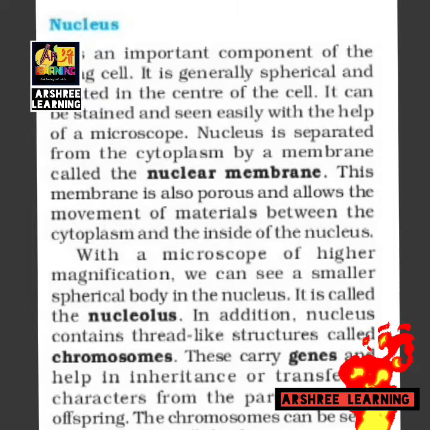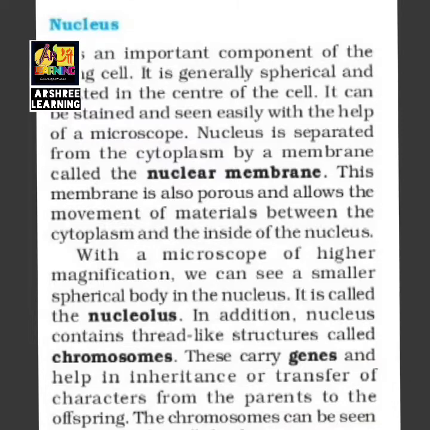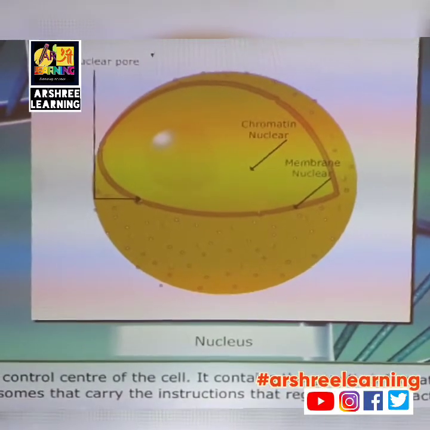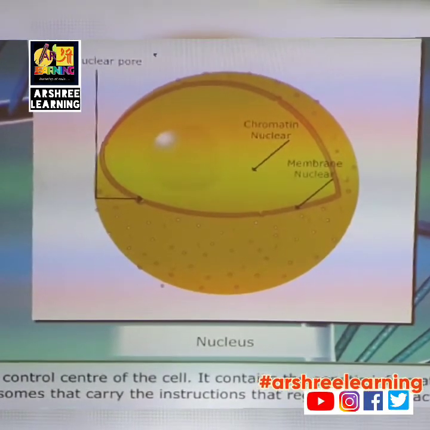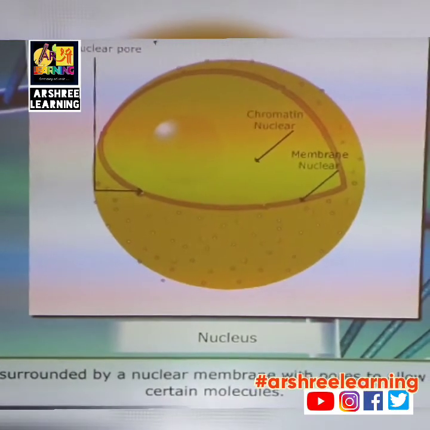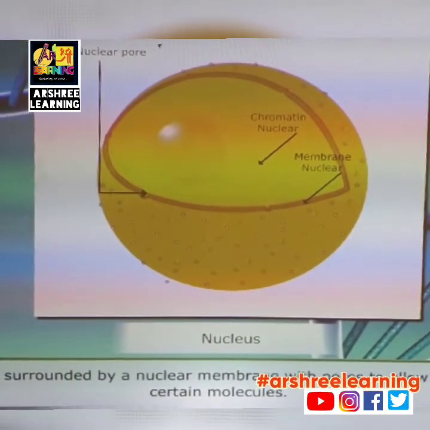These carry genes and help in inheritance, which means transfer of characters from parent to offspring. The chromosomes can be seen only when the cell divides. That means they are not otherwise visible. So the nucleus is also considered the brain of the cell. It controls the functioning of all the parts of the cell, and therefore it is the main controlling center.